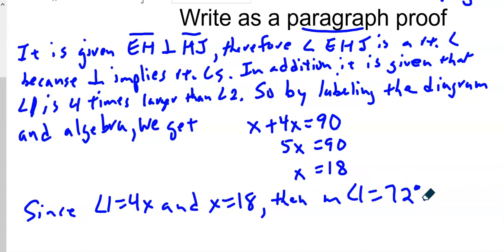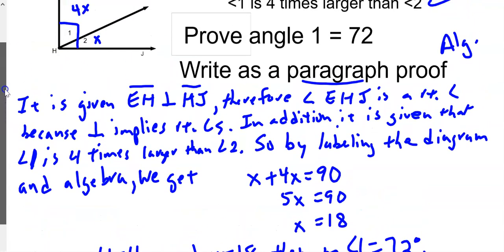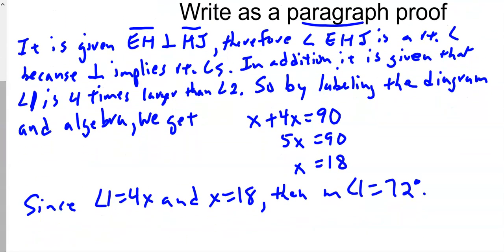Okay? So again, whenever you're involving algebra within your proof, you must use a paragraph proof. Okay? And we label the diagram and use our algebra. And this concludes our notes on section 3.4, proofs with perpendicular lines.